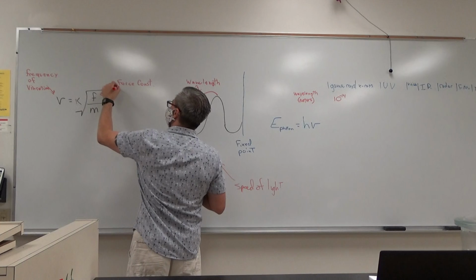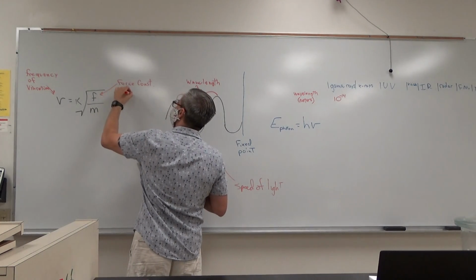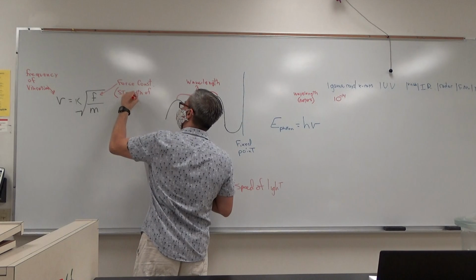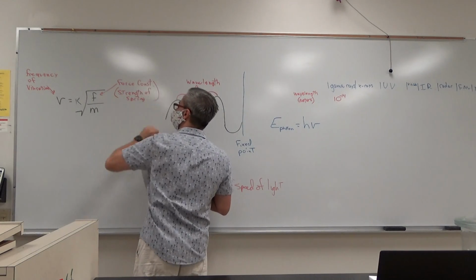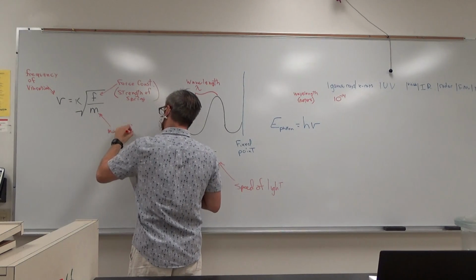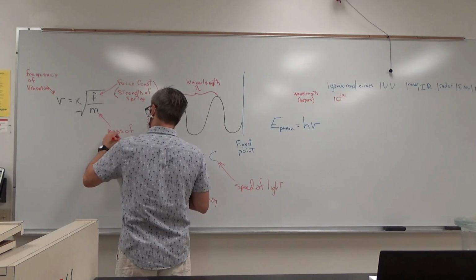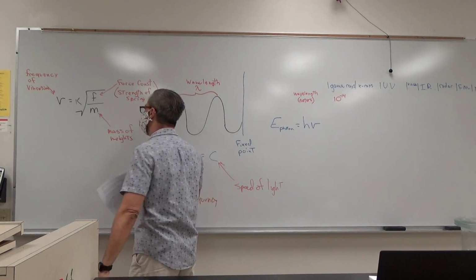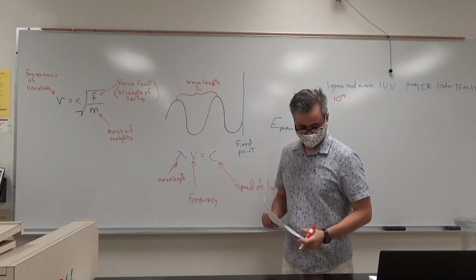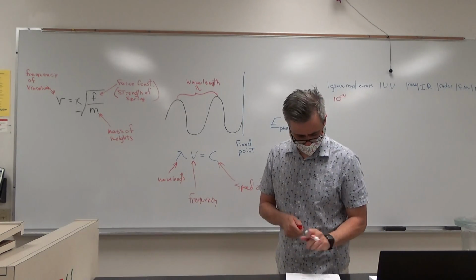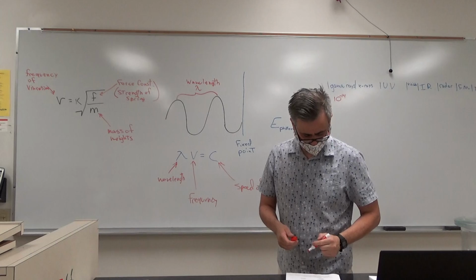And you can think of this as the strength of the spring. And then this is the mass of the weights, or ball, I guess I would say. What is K? K is another constant, which I'm blanking on right now.